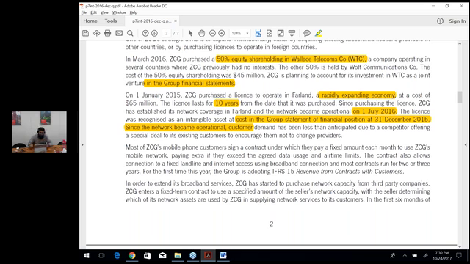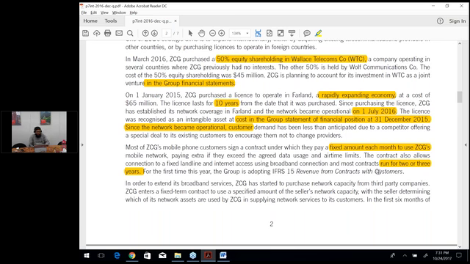It says ZCG's mobile phone customers sign a contract under which they pay a fixed amount each month to use ZCG's mobile network, paying extra if they exceed the agreed data usage and other limits. The contract also allows connection to fixed line and internet access using broadband, and most contracts run for 2 or 3 years. For the first time this year, the group is adopting IFRS 15, Revenue from Contracts with Customers.